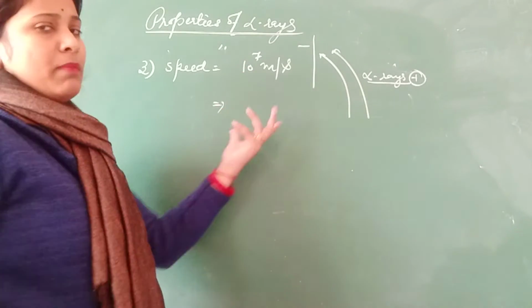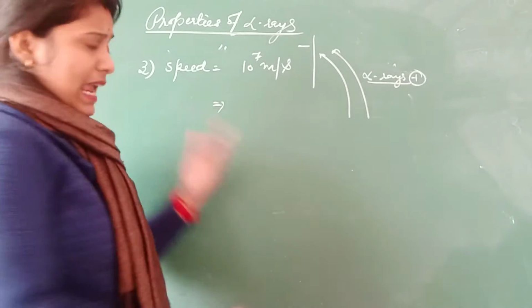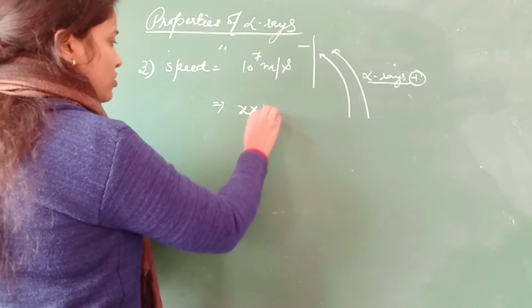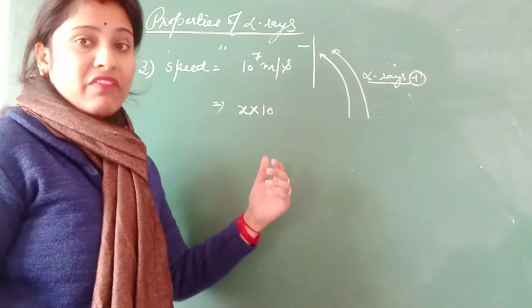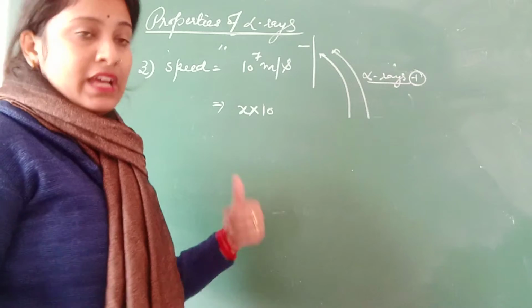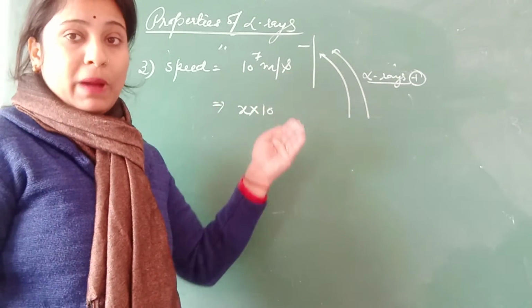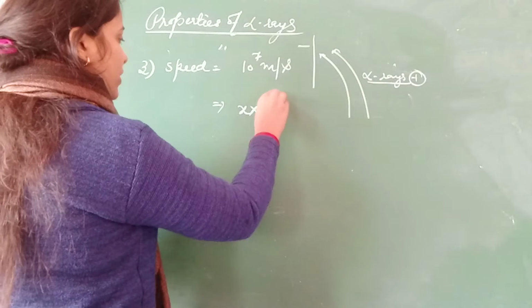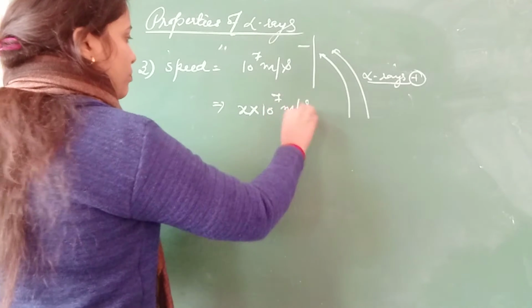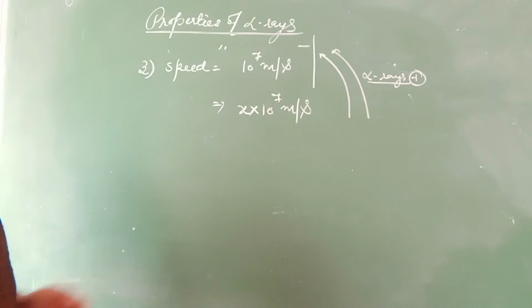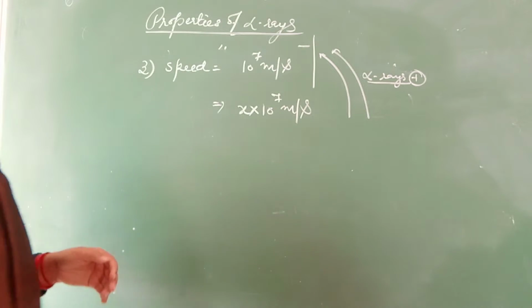Like I say, any magnitude is there, 3, 4, 6, any number multiplied by... like we have the speed of light as 3 into 10 to the power 8. The same is the speed of alpha rays, but it is not in the order of 10 to the power 8. It is in the order of 10 to the power 7 meter per second. So this is the speed of alpha rays.